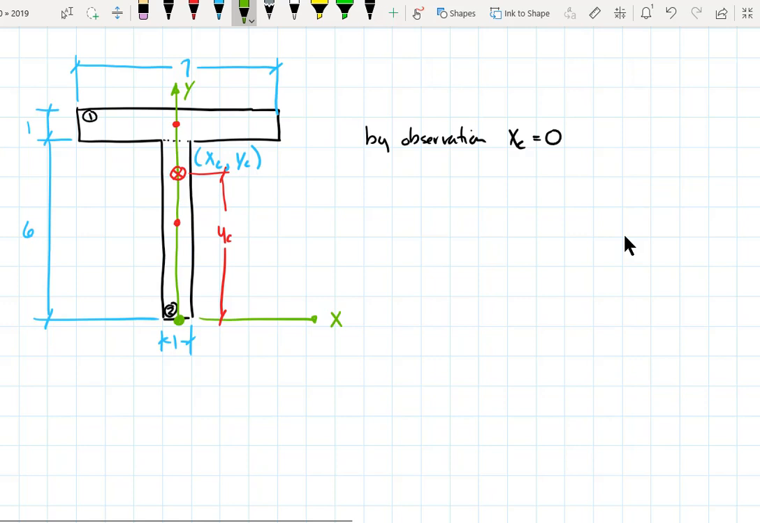Sometimes you'll have parts. In fact, the next one we'll do, it won't be symmetric, so we will have to find both X and Y. This one, we're just simplifying it.